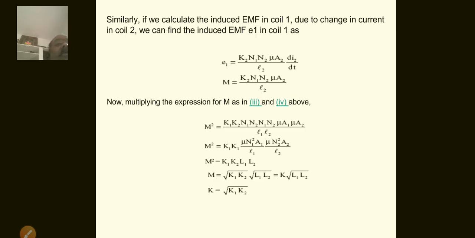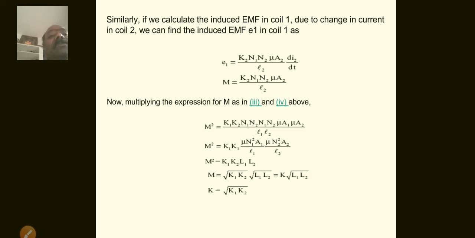Similarly, if we calculate the induced EMF in coil 1 due to a change in the current in coil 2, in a similar manner but interchanged, we can find the EMF E1 in coil 1. So we will take K2. Previously we had K1 N1 N2 mu A1 by L1. But here, due to coil 2, the EMF induced in coil 1 is K2 N1 N2 mu A2 by L2 into di2 by dt. Previously it was di1 by dt. So this is the EMF induced in coil 1 due to coil 2.